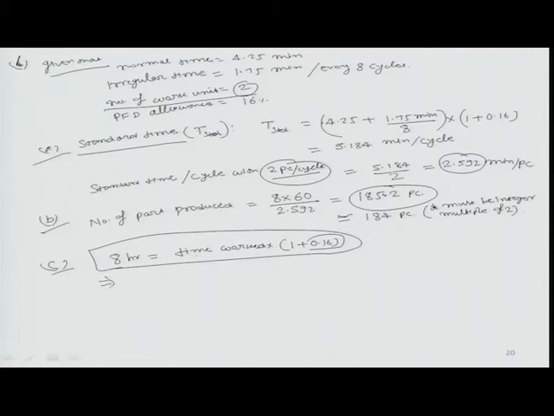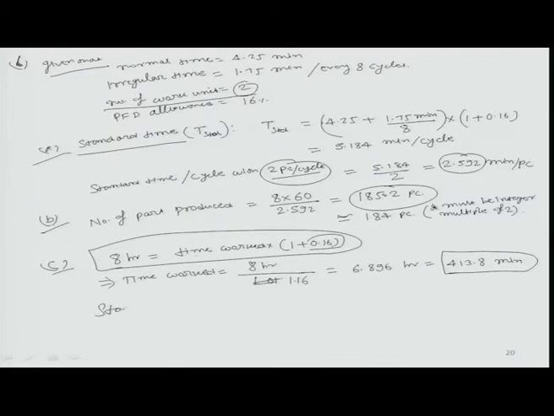So if you rearrange this, that is 8 hours divided by 1.16, that is equal to 6.896 hours, and if we convert it into minutes, then it will be 413.8 minutes.